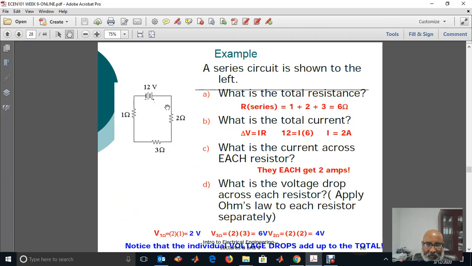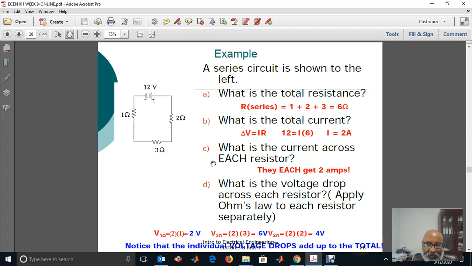So we have, for example, here a series circuit having 1 ohm, 2 ohm, and 3 ohm. What is the total resistance? The total resistance is 1 plus 2 plus 3, 6 ohm. What is the total current, or the current in the series circuit? The total current is the total voltage, which is 12 volt, divided by the total resistance 6 ohm, and it will be 2 ampere.